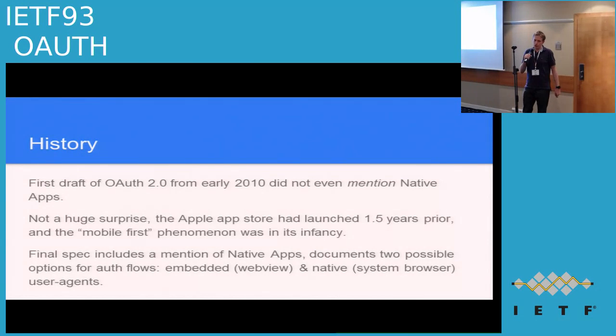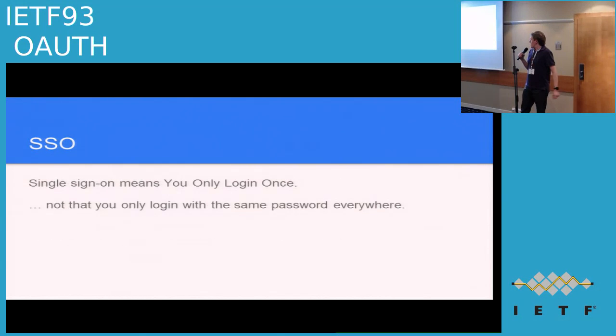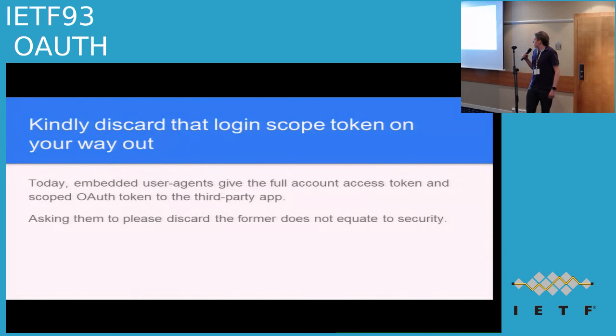But when it comes to single sign-on, I think really the objective is that we actually want people to sign on once, not simply sign on with the same credential everywhere. Next slide, please. So when you use an embedded user agent, this is really what happens. The authorization server logs the user in and sitting there on the device inside that app is now a fully scoped session token that is the most powerful token. Then a scoped down OAuth token is issued from that. So the app is actually at this point in possession of both. And we just ask them, hey, if you don't mind, throw away that really powerful token and just use the OAuth one that we gave you that was meant for you.